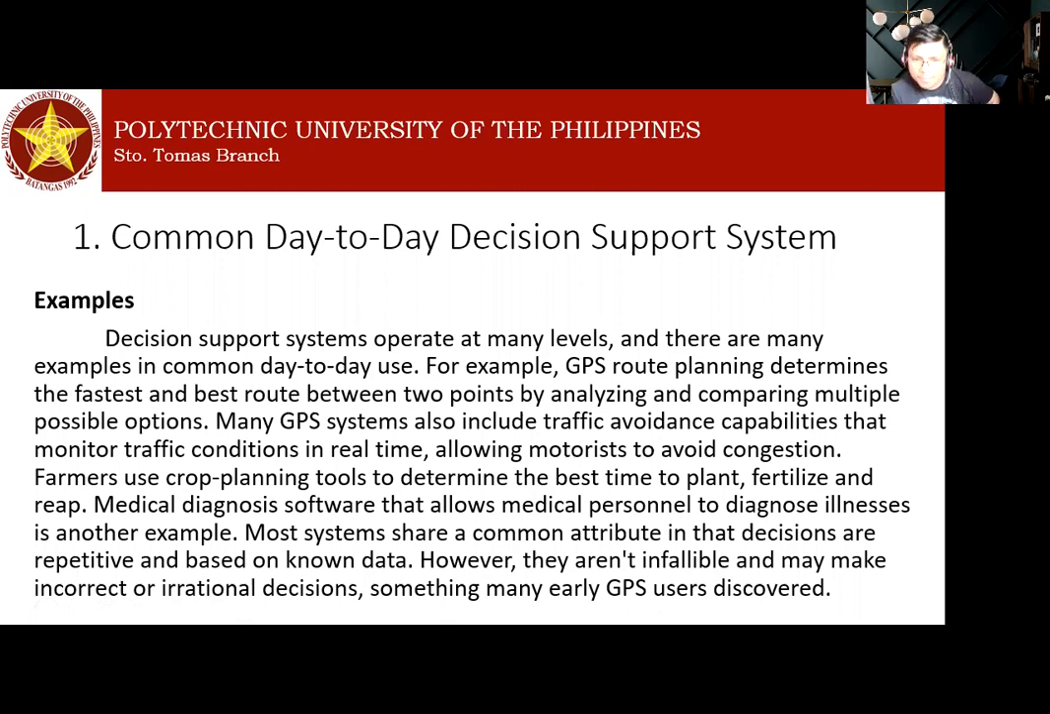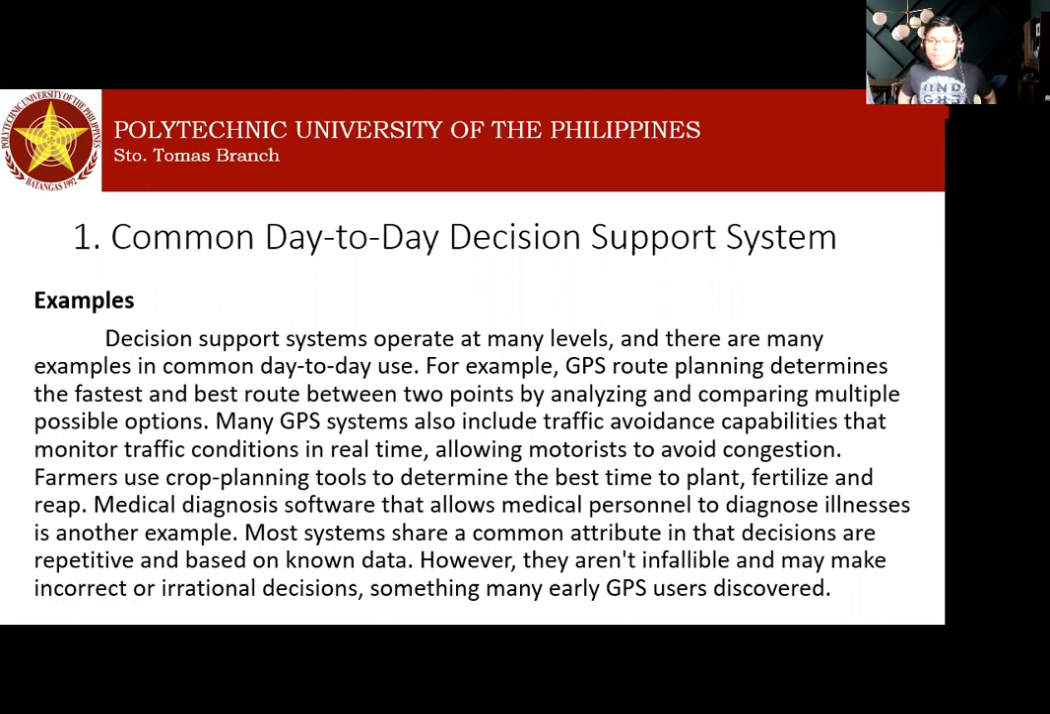In terms of farmers, they use crop planning tools to determine the best time to plant, fertilize, and reap. So with the use of technology, with the use of information system, yung mga farmers, nalalaman nila kailan ba mas magandang time mag-plant ng halaman. Kailan siya i-fertilize at kailan siya aanihin. In terms of medical diagnosis, software that allows the medical personnel to diagnose illnesses is another example.